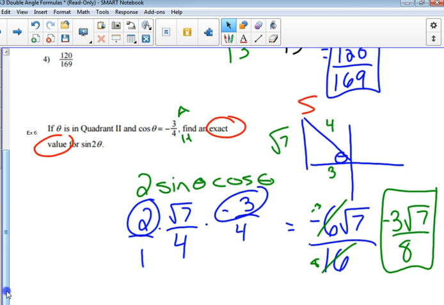Your homework is a worksheet. It's kind of the same idea as yesterday's. I did it the same way as your notes. Go ahead and take the problem.